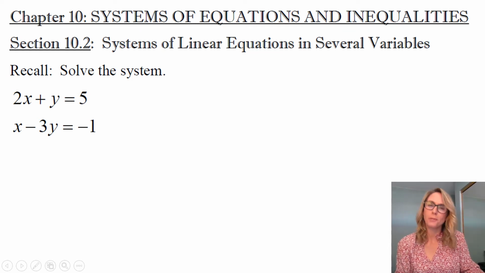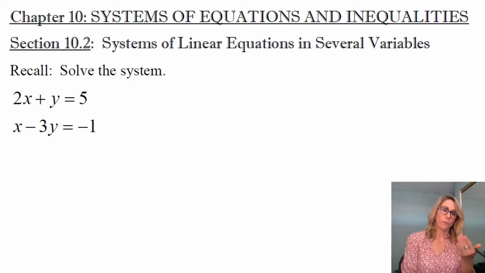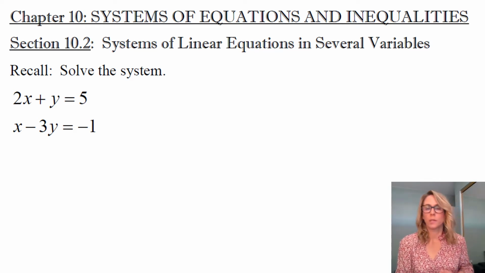Everyone, here is chapter 10, Systems of Equations and Inequalities. We don't do every section in this book, so we are going to pick from this chapter. We're going to start with section 10.2, which is Systems of Linear Equations and Several Variables. Now I am going to start with a system of two equations and two variables.